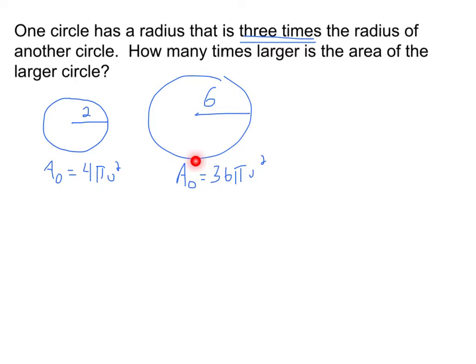Another way you could do it is you could take the area of the larger circle, divide it by the area of the smaller circle. Pi divided by pi is 1. The square units cancel out. So 36 divided by 4 is 9. That means the area of the larger circle is 9 times bigger than the smaller circle.